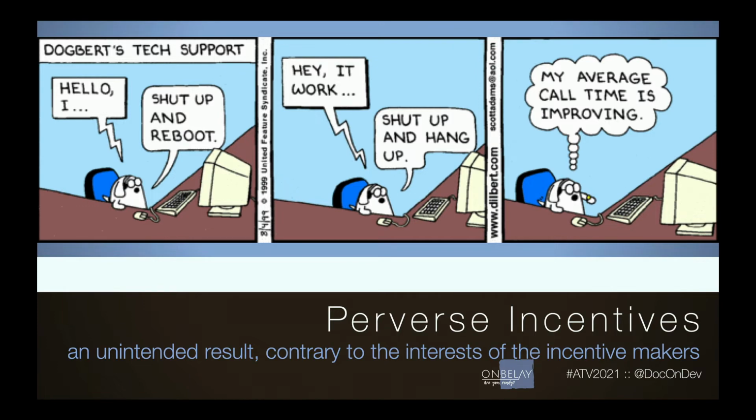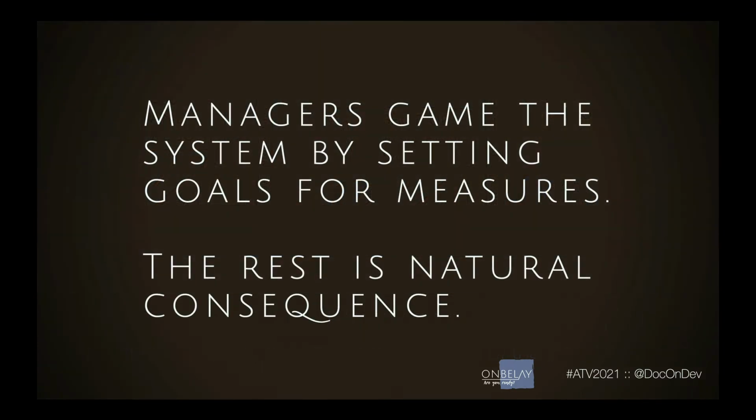Now, let's get this straight right now. Managers game the system by setting goals for measures. The rest is just natural consequence. If you indicate that you're going to give a reward, a financial reward, or promotional opportunities, or bonus, benefit, vacation time, whatever it is, you're going to give a reward for bugs found, you know what's going to happen?